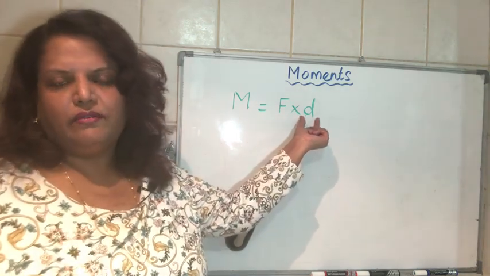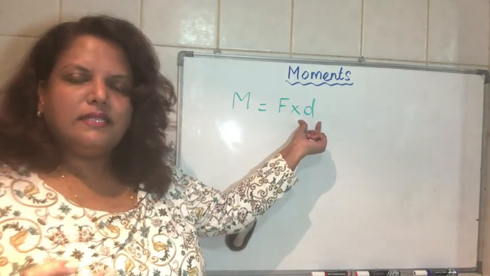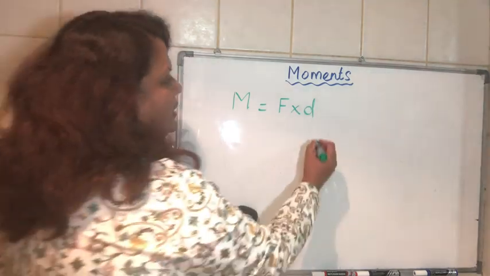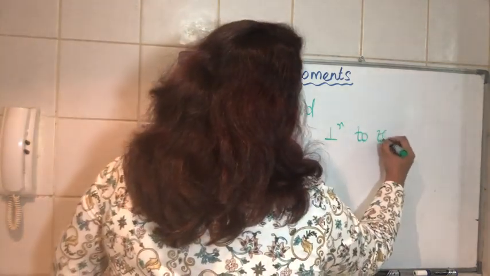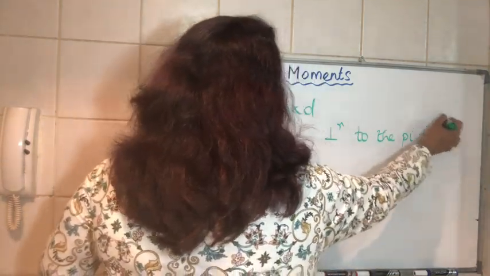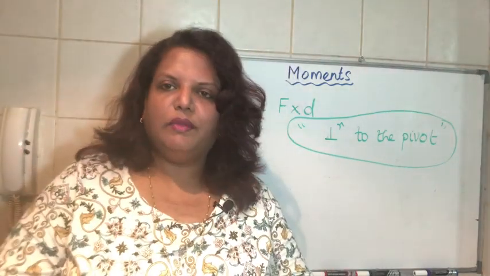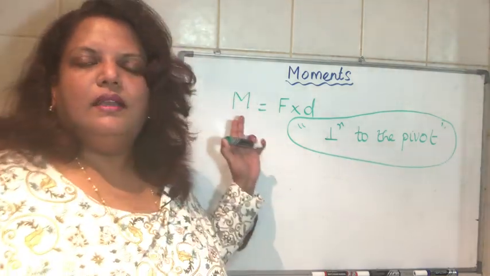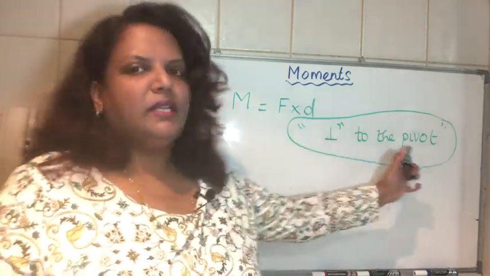Now, this D you have to be careful. Most of the times students just leave it as distance. No, it is distance perpendicular to the pivot. I repeat, distance perpendicular to the pivot. This symbol stands for perpendicular to the pivot. This again is the key term. So if you are asked to write the definition, you may go ahead with the phrase turning effect of force, or you may add one more detail to it. It can be calculated by using the formula force multiplied by the distance that is perpendicular to the pivot.